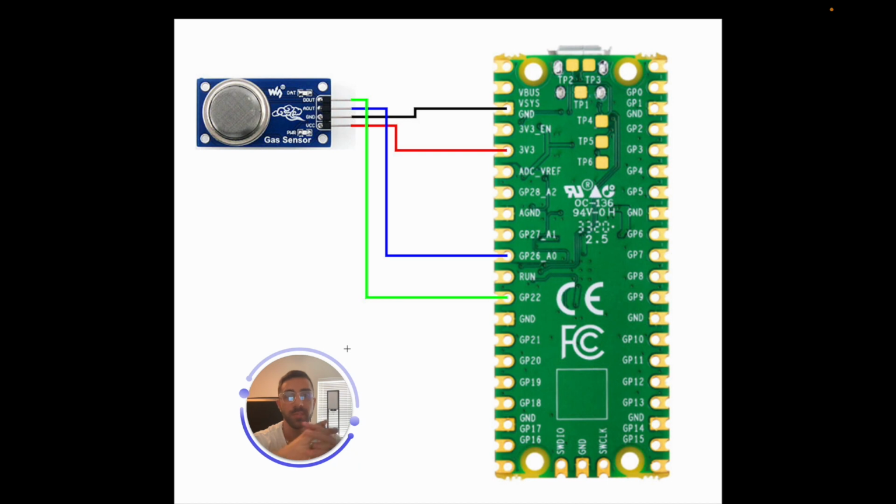What's going on YouTube? In this video, I'll be quickly showing you how to get started with the MQ135 sensor with the Raspberry Pi Pico to start getting analog values in real time using the sensor, which can correspond to certain measurements of volatile compounds in the atmosphere, such as benzene, I believe alcohol, acetone, and other substances.